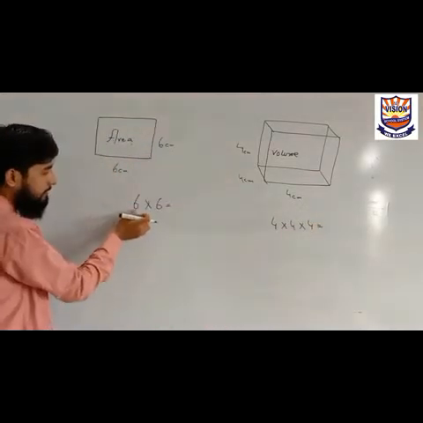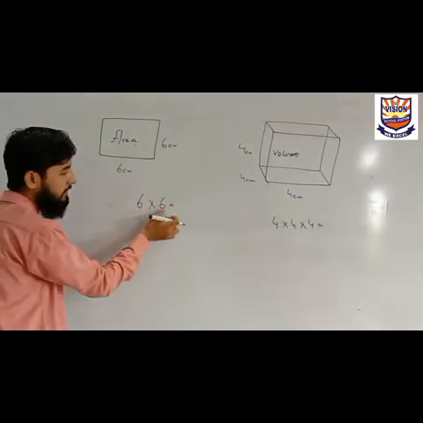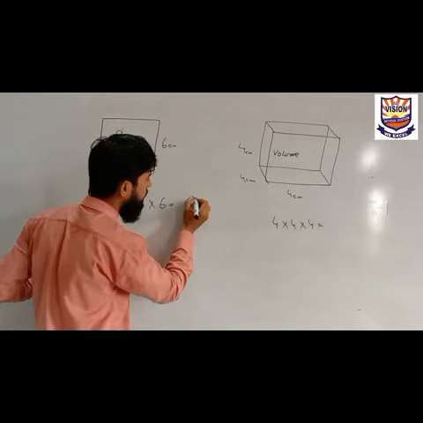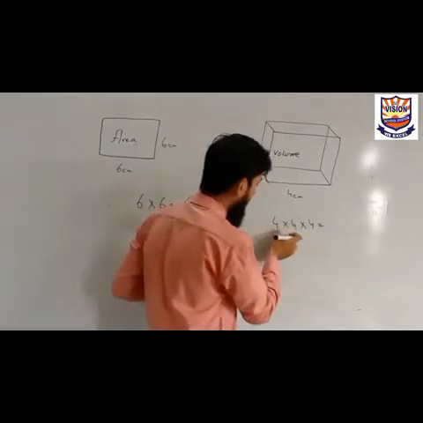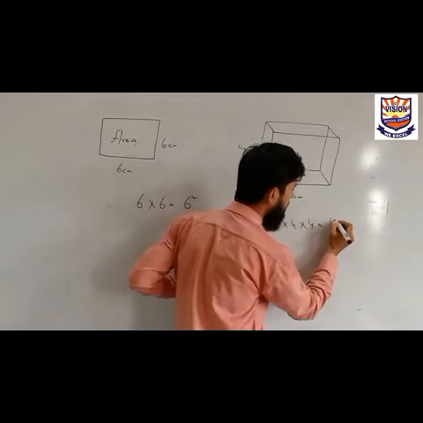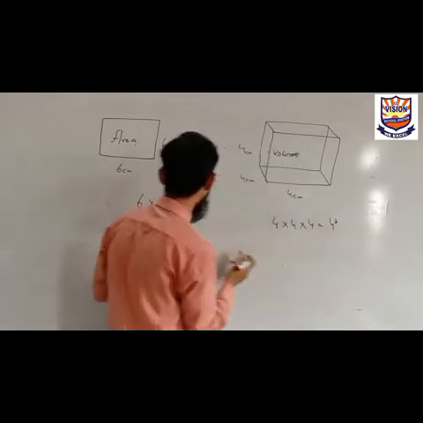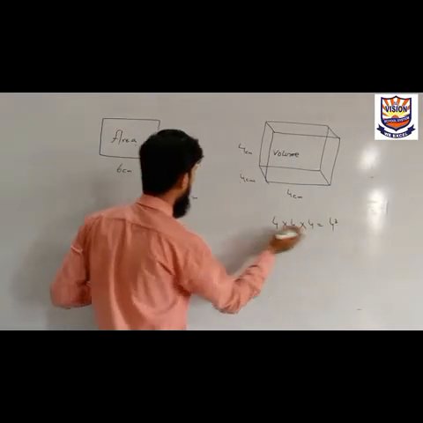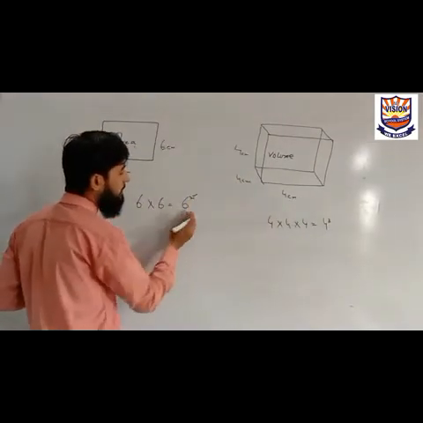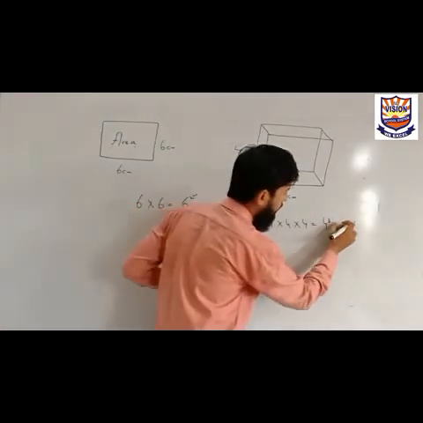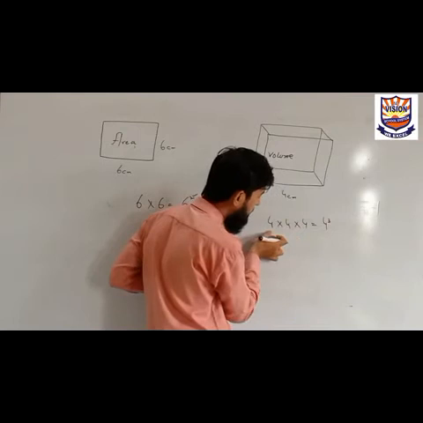We can write, as we can see that 6 is multiplying 2 times, we can write this 6 as 6 square, and here the 4 is multiplying 3 times, so we can write this 4 as 4 cube. So this is 6 square and this is 4 cube. So square means a number is multiplying 2 times, and the cube means a number is multiplying 3 times.